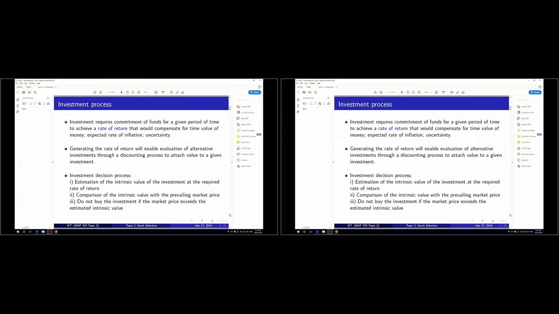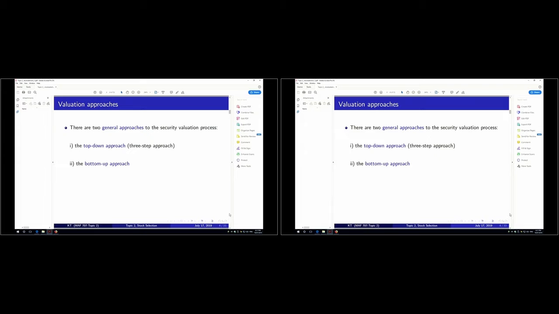But in order to make a decision, you need to make sure that you generate the intrinsic value by discounting these cash flows in the form of dividend, free cash flow, and all those things, and then compare it with the price available. There are two ways to do that.